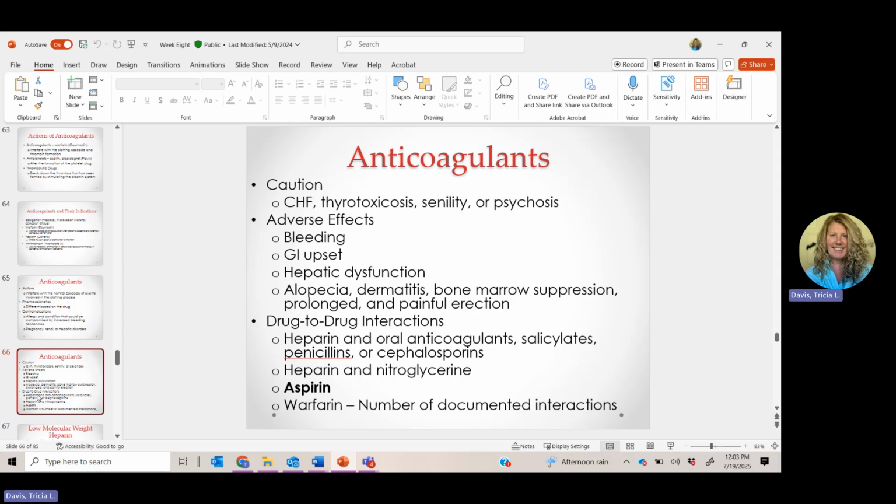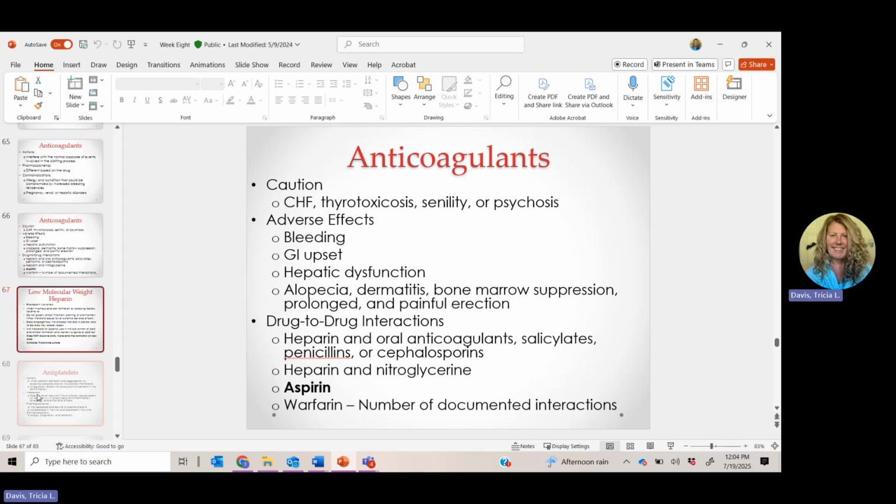Drug-to-drug interactions. Anticoagulants will interfere with heparin and other oral anticoagulants. Some of our salicylates, okay, so you guys need to go back to when we talked about salicylates. There's an increased risk for bleeding with these medications, okay? Need to be very careful. Some of our antibiotics also decrease the effectiveness of our anticoagulants. So if you're on warfarin, we may need to increase your dose temporarily if you are on an antibiotic, okay? Aspirin, ibuprofen, medications like that also thin your blood. So we have to be very careful.